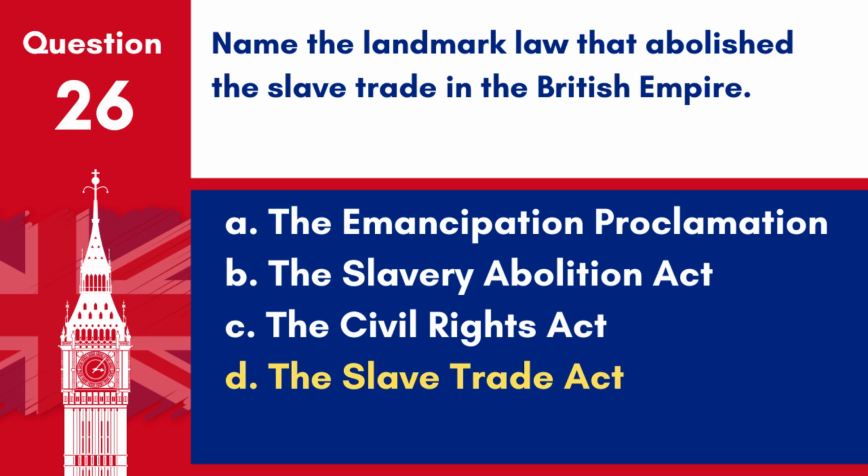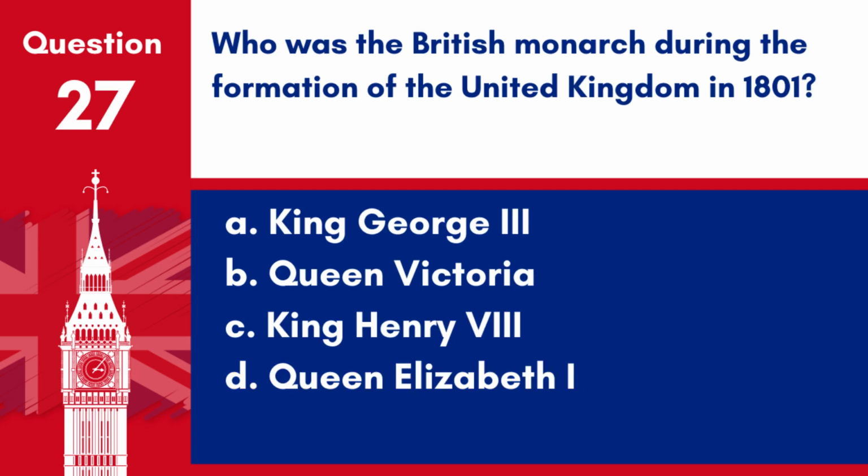Answer: D. The Slave Trade Act. The Slave Trade Act of 1807 was the landmark law that abolished the slave trade in the British Empire. Question 27. Who was the British monarch during the formation of the United Kingdom in 1801?